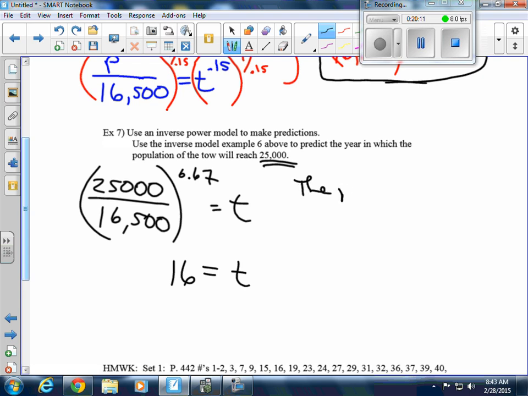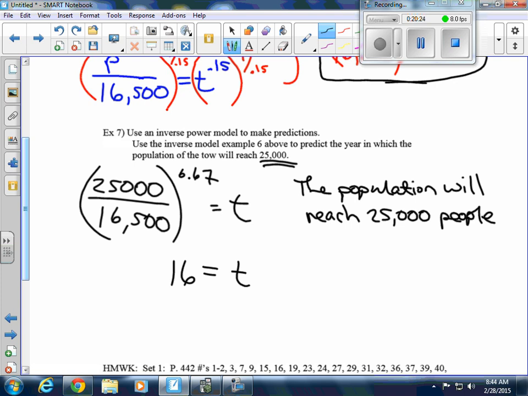So the population will reach 25,000 people around 2014.